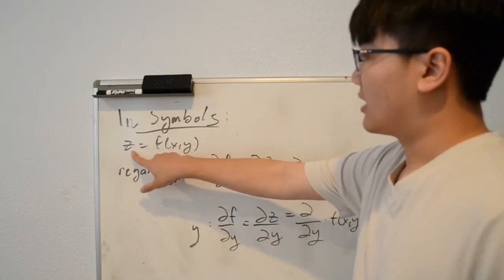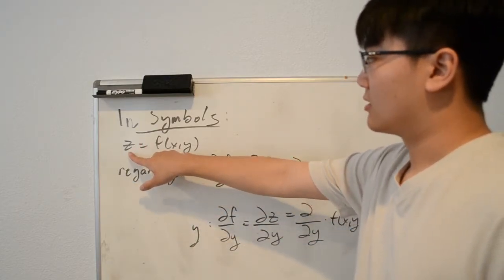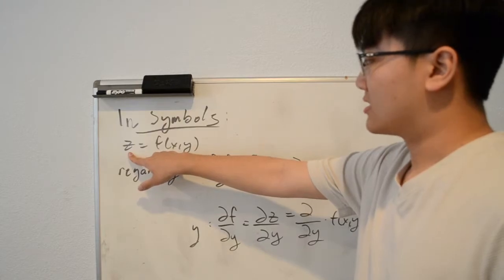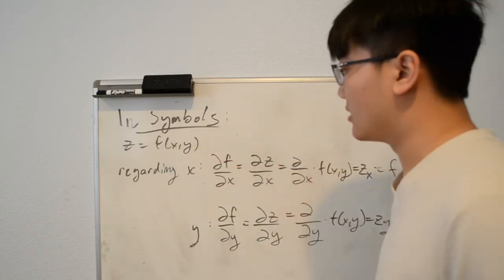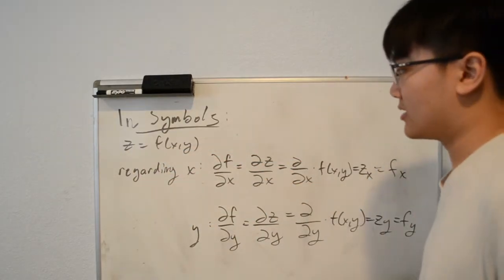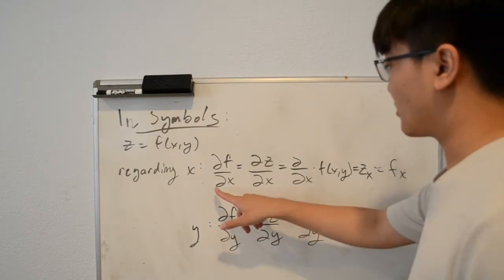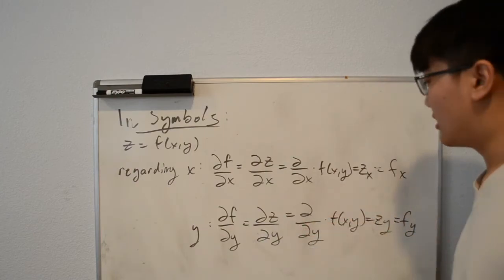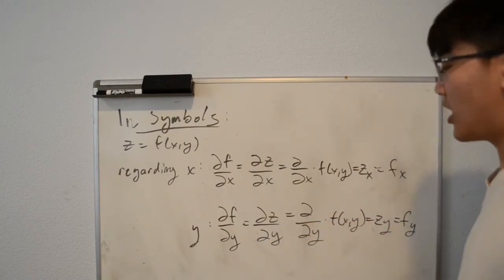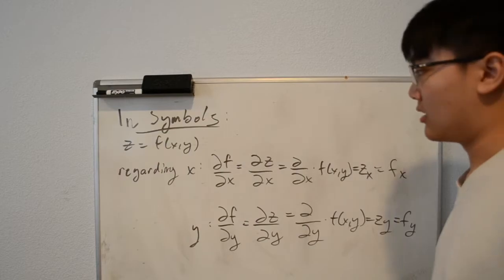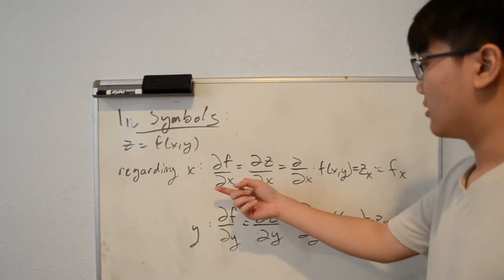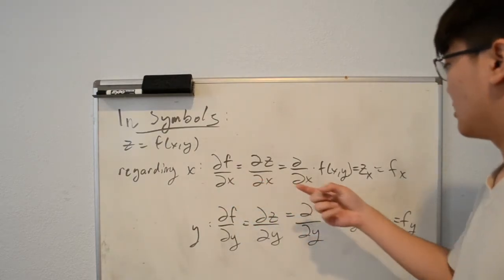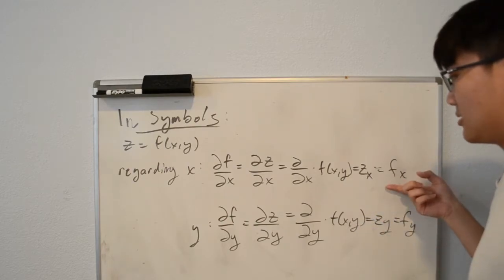First, I had to point out that we're going to be using z for f of x, y, or we could be using that. If we find the partial with respect to x, it will be either of these, which are all equal to each other. Although the common ones used would be this one and this one.